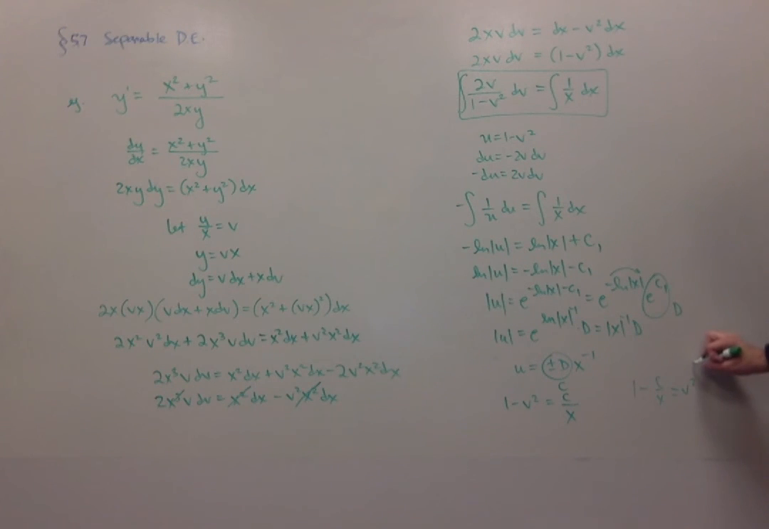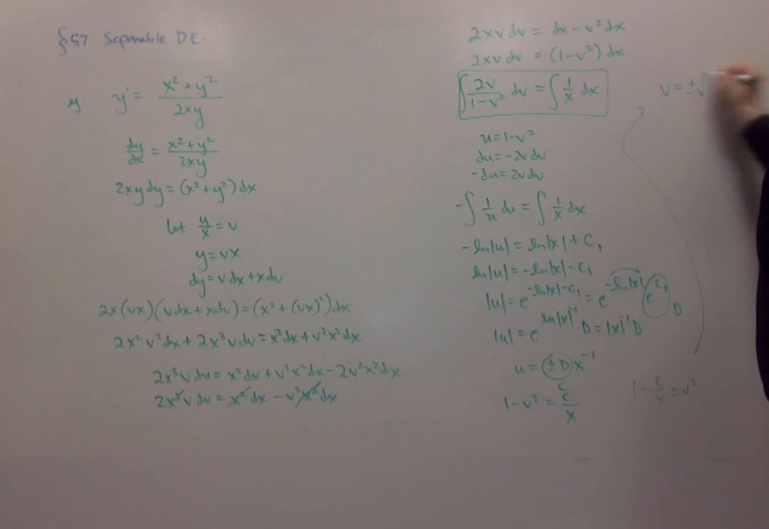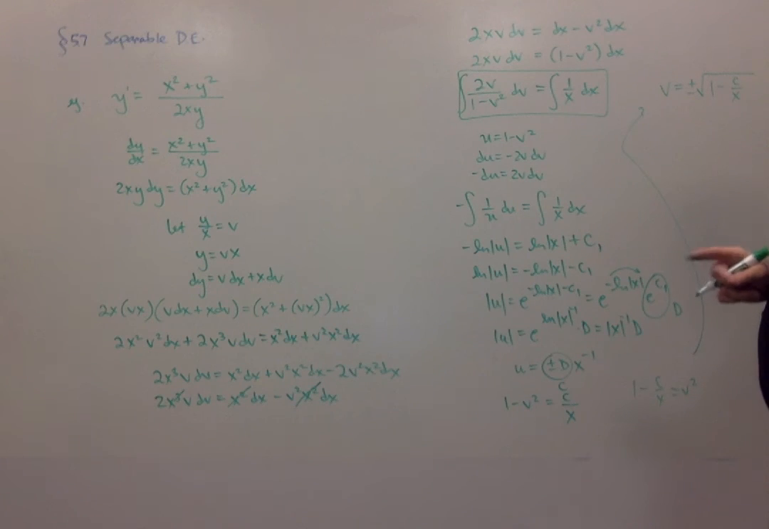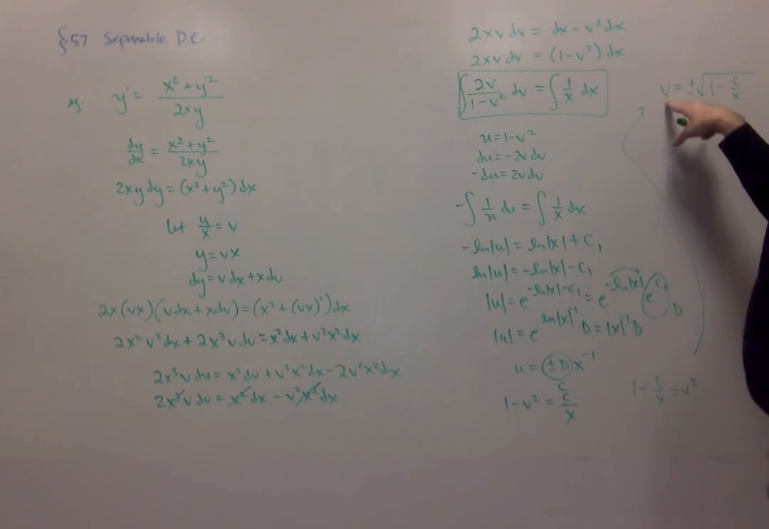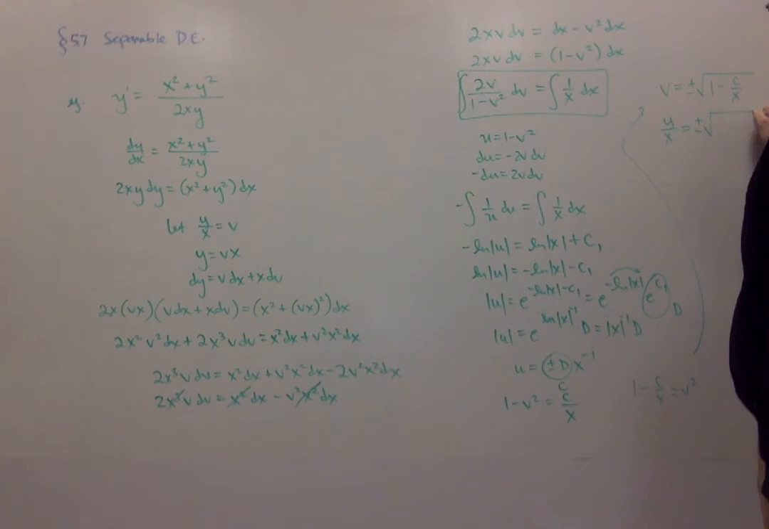And so, let's see where the best place to continue this is. V is plus or minus the square root of 1 minus c over x. So we solved for v. That's not quite what we need. What we need is to solve for y. So what I do now is just substitute back in v is y over x, and then multiply the x over. So y equals plus or minus x root 1 minus c over x.